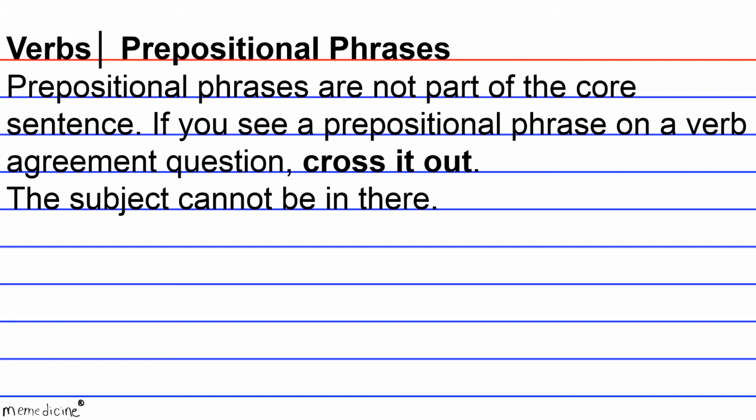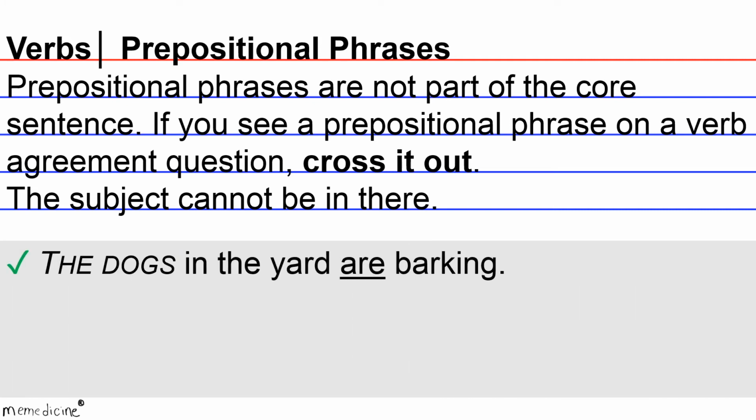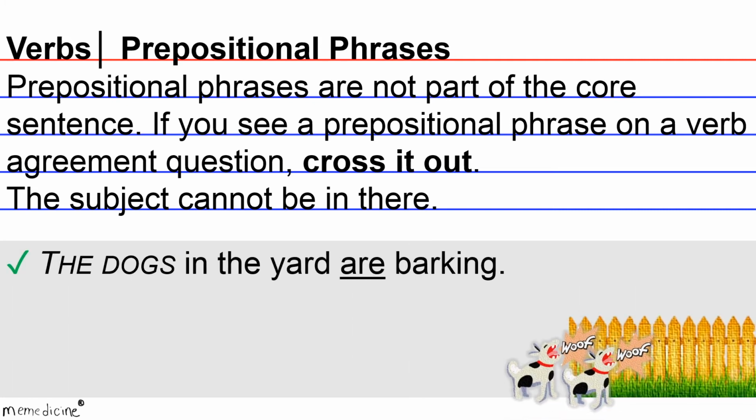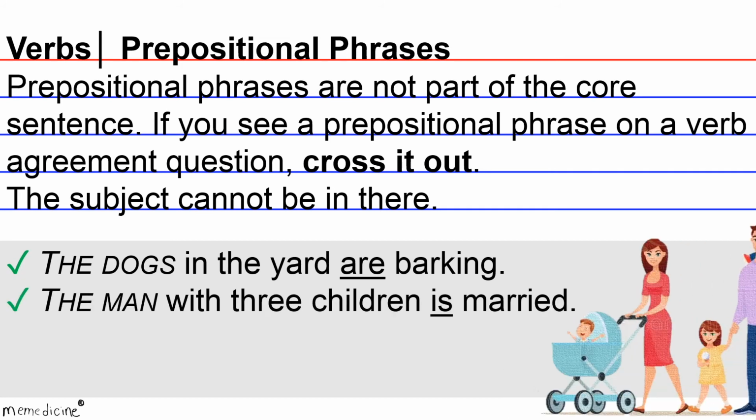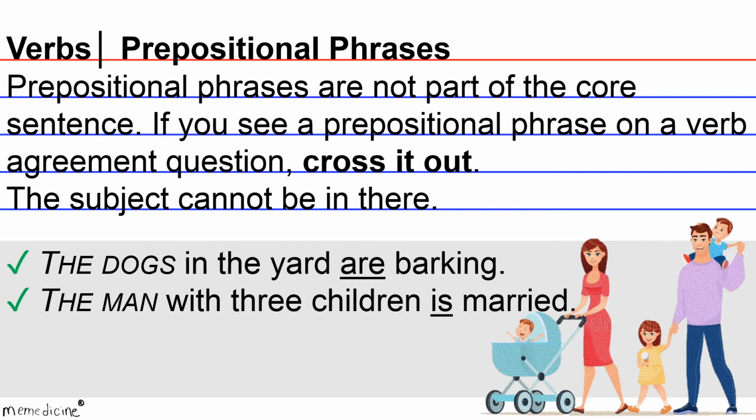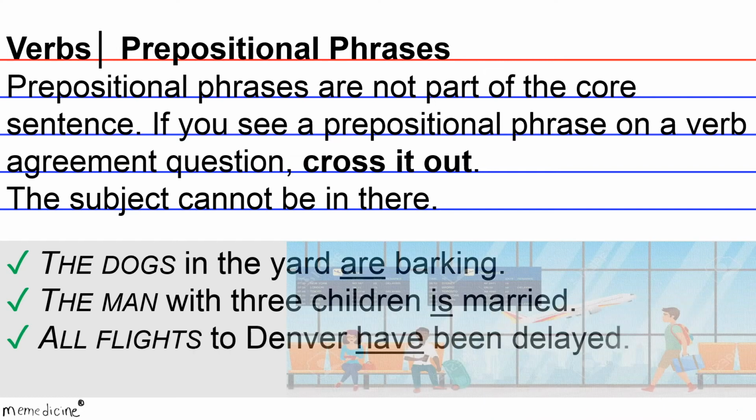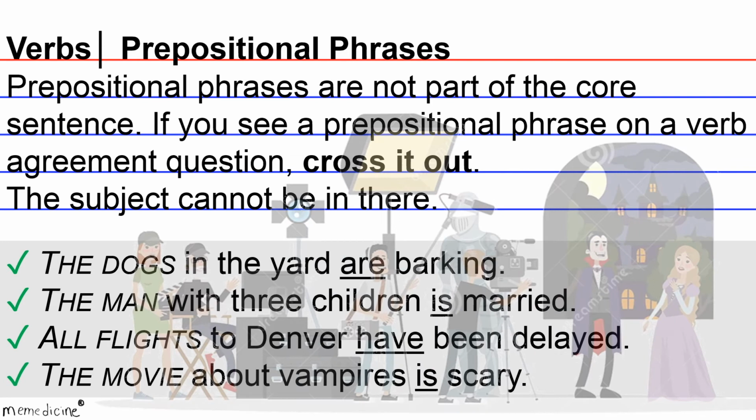Let's take a look at a few sentences with interrupting prepositional phrases. The dogs in the yard are barking. The man with 3 children is married. All flights to Denver have been delayed. The movie about vampires is scary. So let's go through each sentence sequentially, first crossing out the prepositional phrase and then isolating the core sentence, which consists of the subject of the verb and the main verb.